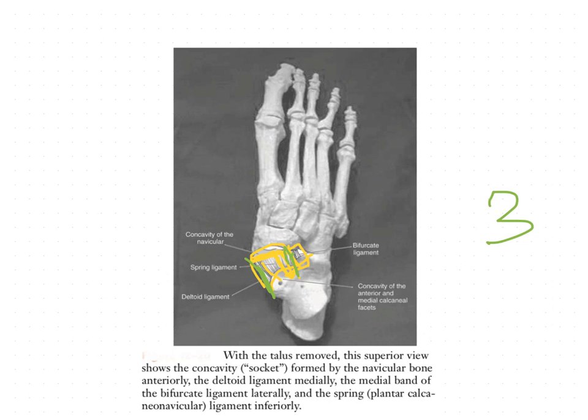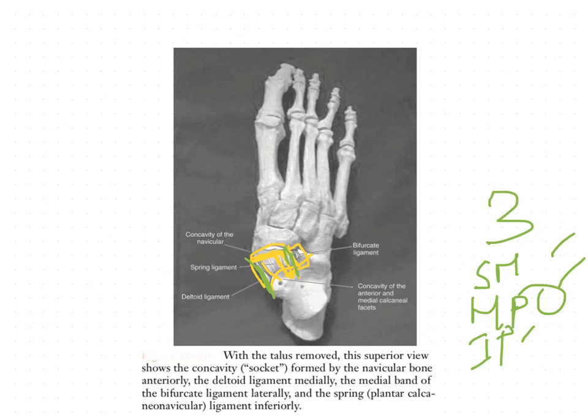Okay, these three components are the superomedial, medioplantar oblique and inferoplantar longitudinal bands present in the spring ligament. Although this spring ligament is present below the talus only, these three bands are present in it.